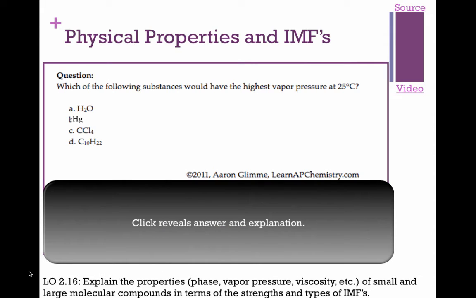anions. So which of the following substances would have the highest vapor pressure? This is going back to intermolecular forces. Talk to your groups, or to the person next to you. Highest vapor pressure, what does that mean about intermolecular forces? Highest vapor pressure means what? Weak forces. So you have to figure out which of these would have the weakest forces.